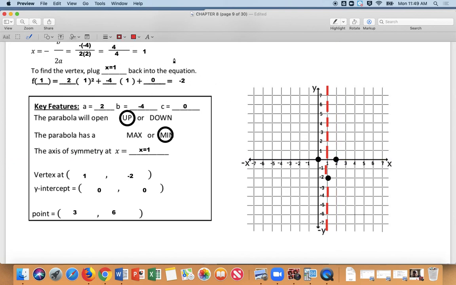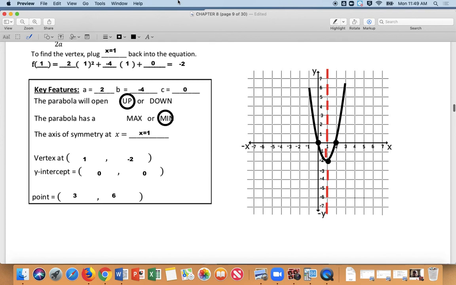And now I'm going to go ahead and do my best to draw my parabola. So there we have it.